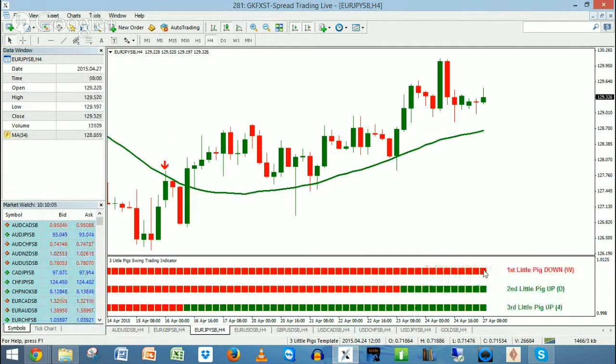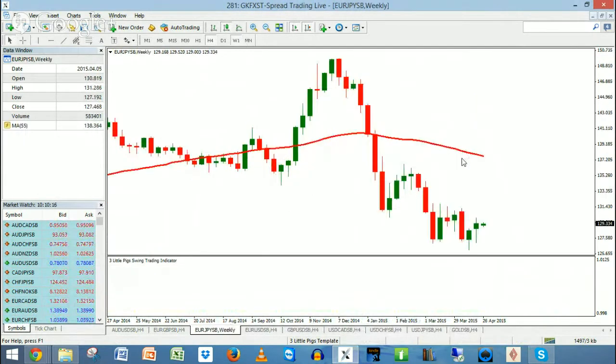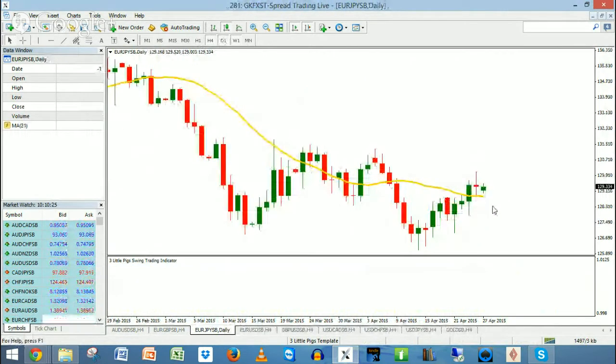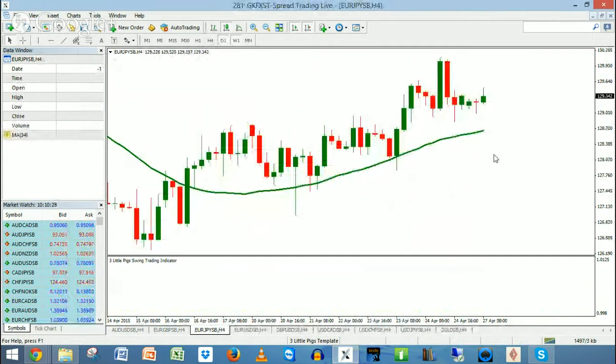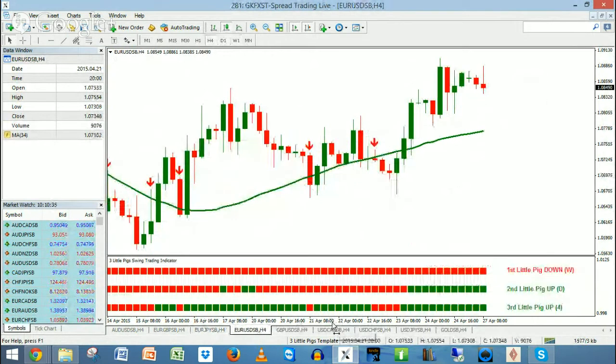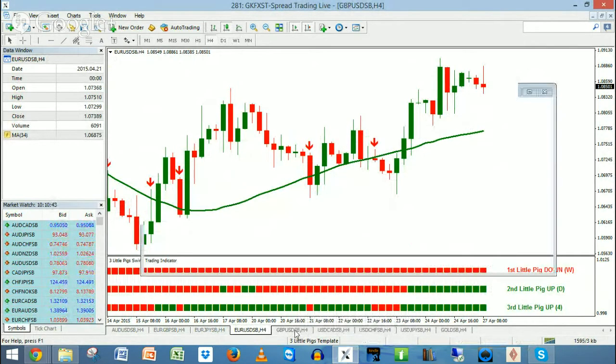EURJPY, and this is a similar story now for the rest of these pairs. The weekly's down here and the daily is up. Just want to highlight how far away we are here from the moving average. The only thing that we can look for here is short trades. So we need the daily just to roll over here, and when it does, we'll get a signal on the 4 hour as well to go short. EURUSD, very similar. Weekly's down, daily's up. So again, we're waiting for this to roll over. We won't be taking any long trades for some time.